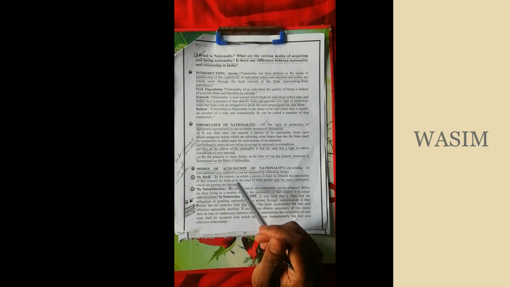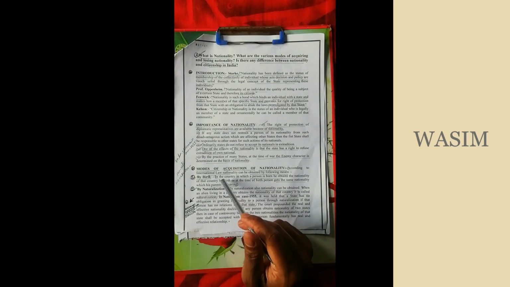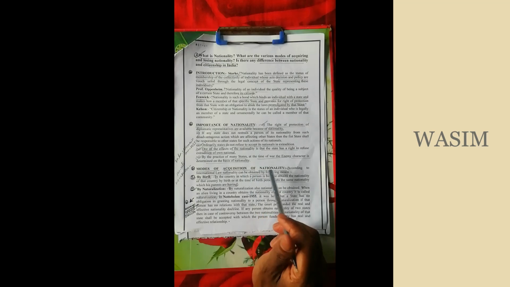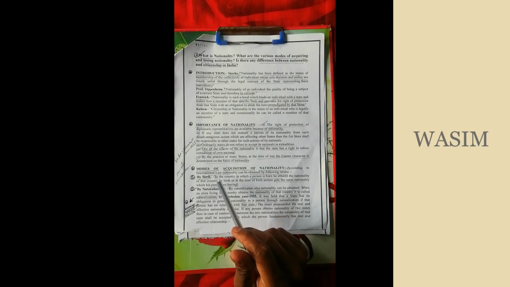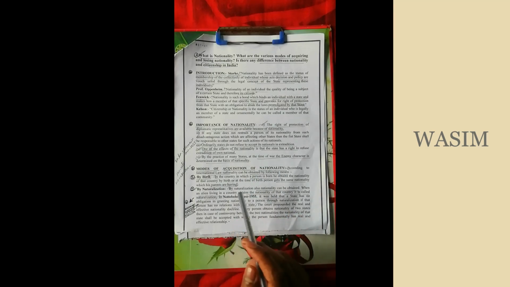The third part I will discuss is the modes of acquisition of nationality. There are various types of modes discussed below regarding the acquisition of nationality. The first one is by birth. By birth, if any person is born in a state, he acquires its nationality.